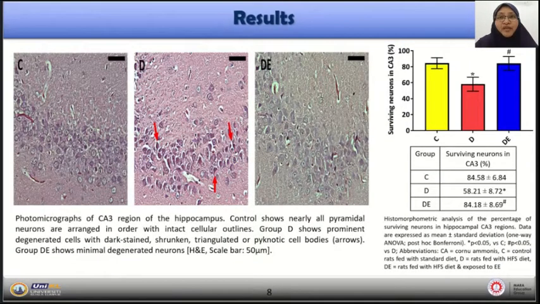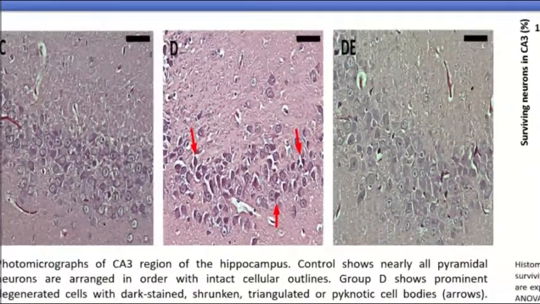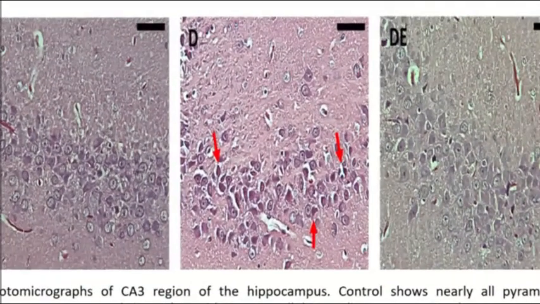We also investigated the structure and quantity of hippocampal neurons. As you can see in the slide, the control shows healthy neurons arranged in order with intact cellular outlines. As for group D, it shows prominently damaged neurons with dark stained and shrunken cell bodies, whereas DE showed minimal damaged neurons.